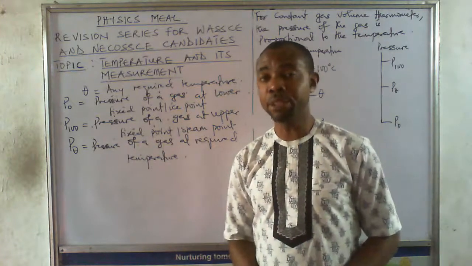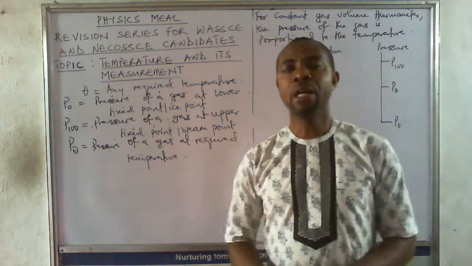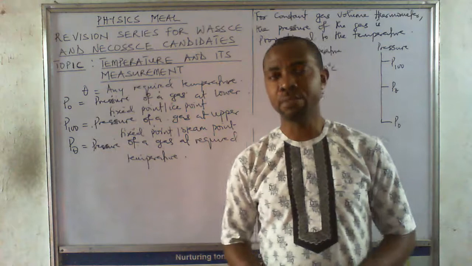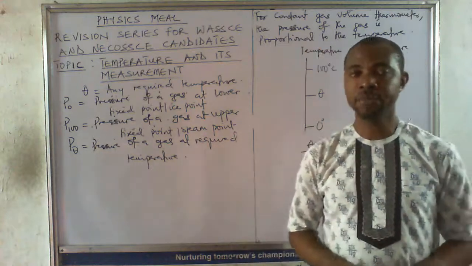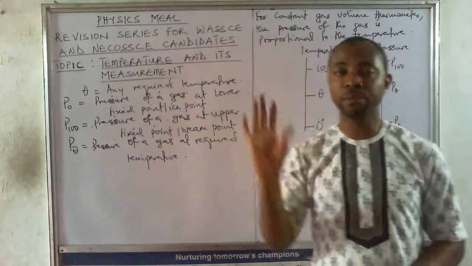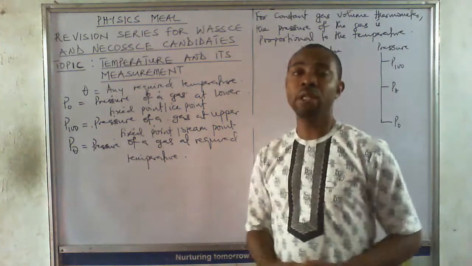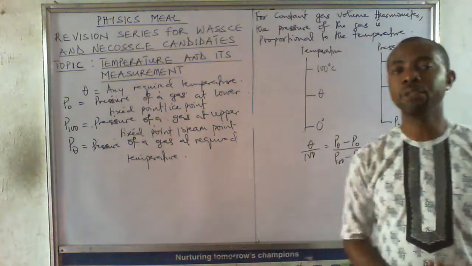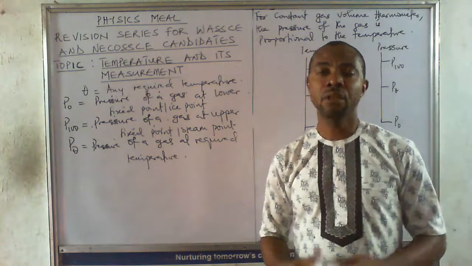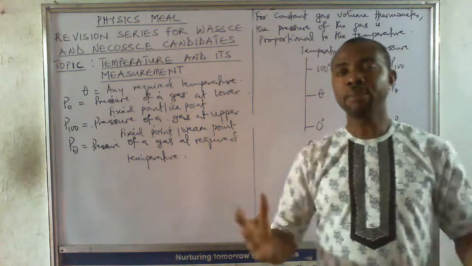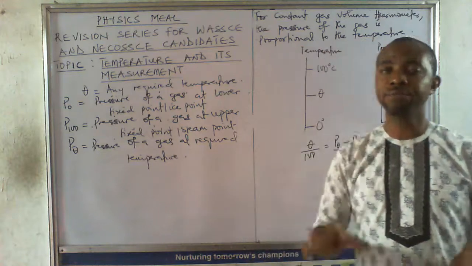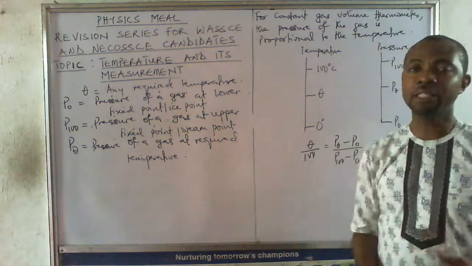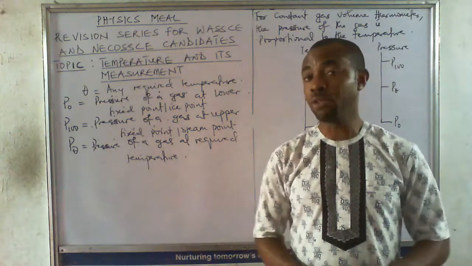So far, we have looked at temperature and its measurement, and we want to involve ourselves in one or two calculations before we look at other aspects of temperature and its measurement. So far, we have been able to look at the meaning of temperature, different temperature scales. Then we considered the fixed points, and we looked at the relationship between the different temperature scales, also using the fixed points. We talked about the concept of fundamental interval, and we also looked at types of thermometers, and then we looked at liquid in glass thermometer, resistance thermometer, and constant gas volume thermometer.